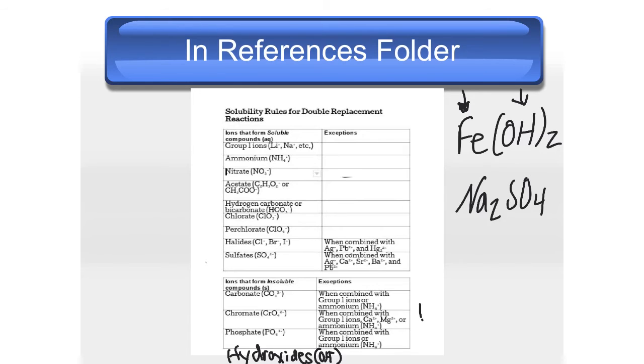And so iron is not either a group 1 ion or ammonium, and so that means that this will be your solid. And then if you look, for the second one, sodium and sulfate are both listed as being AQ. The only exception would be if it's with one of these, and sodium is not one of those. So this is going to be AQ.